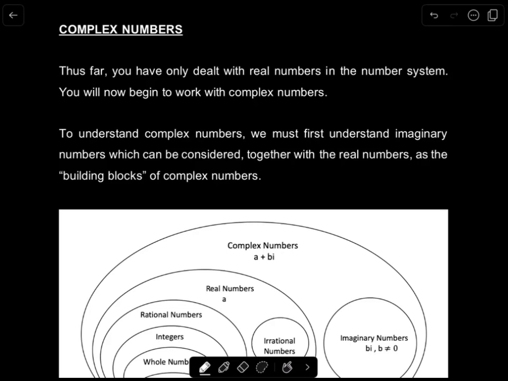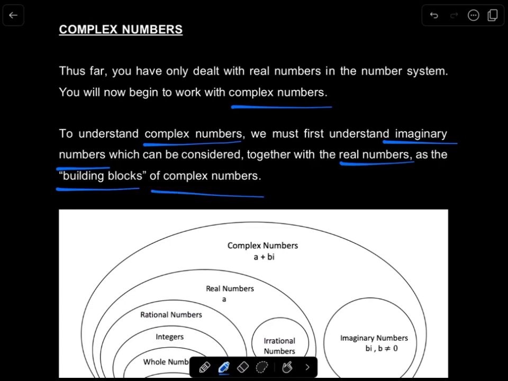In this video, we're covering complex numbers. Thus far, you have only dealt with real numbers in the number system. You will now begin to work with complex numbers. To understand complex numbers, we must first understand what imaginary numbers are. Imaginary numbers, together with the real numbers, can be thought of as the building blocks of complex numbers.